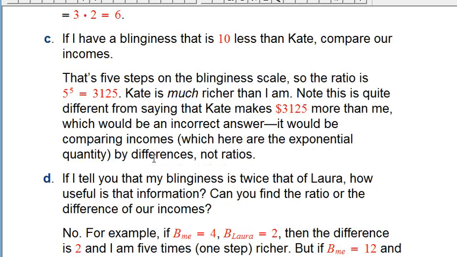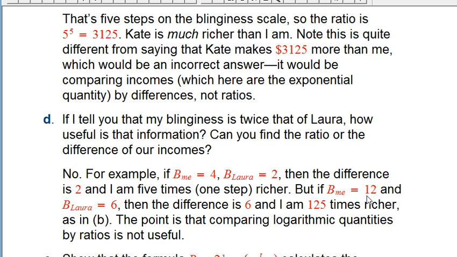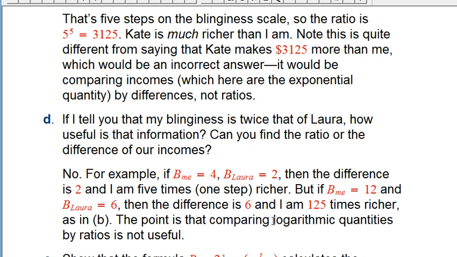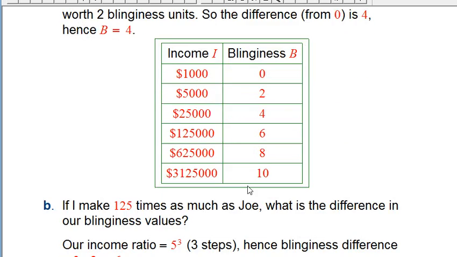Okay, what about, let's see, what's the other one? Ooh, what if I have blinginess 12 and she has blinginess 6? That's still a 2-to-1 ratio of blinginess values, but it's a much bigger difference of blinginess values, and that's what matters. The difference is 6. That's 3 fundamental steps. I'm 125 times richer. Okay, and the point here is that you don't want to be given something that compares logarithmic quantities by ratios. It's bizarre to get that.